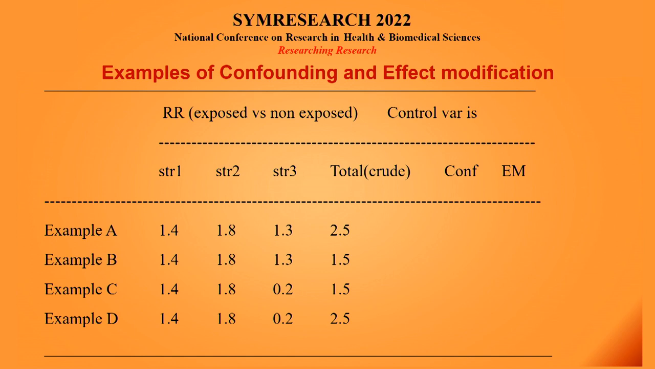the question is: is it a confounder or is it an effect modifier? Your third factor can be neither confounder nor effect modifier, a very happy situation. Or it can be a confounder but not an effect modifier. Or it can be an effect modifier but not a confounder. Or it can be both. Then how to deal with it and how to identify this? That's what we're discussing here.